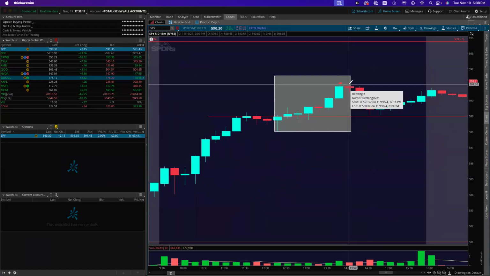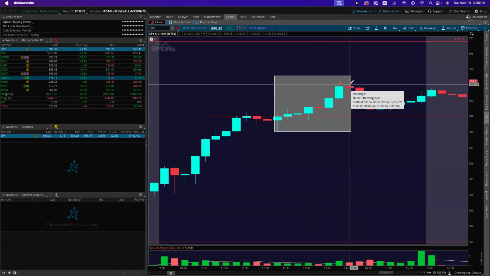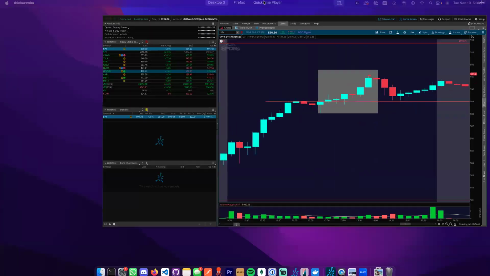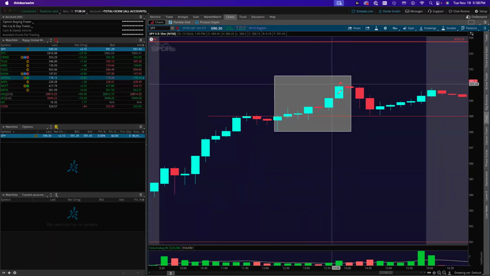Right here, we could have looked at this. We could have said we are trading in an area with low volume. I'm going to wait for 589 because that is a high volume node. I'm not going to do anything until we get there. Simple, right? Don't even really need to look at the chart. Could have just looked at this. And then what happened? Came all the way back down to that high volume node, and then we bounced.